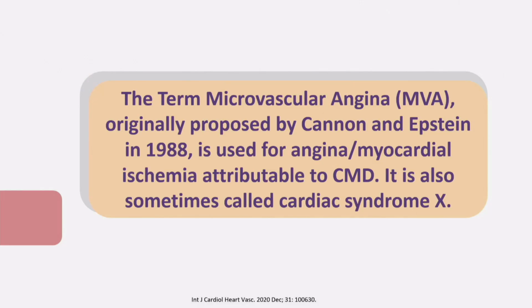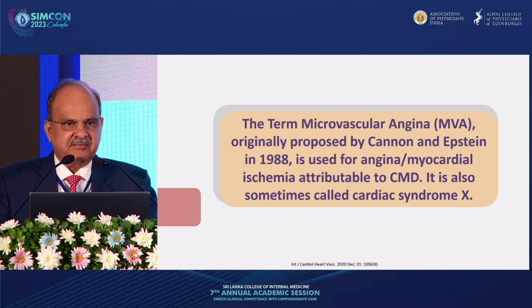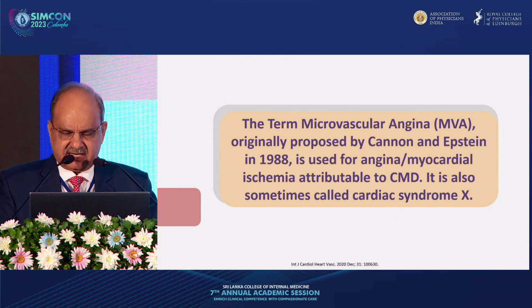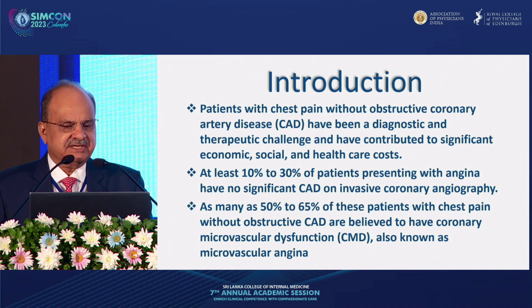We all know about what microvascular angina is. Originally proposed by Cannon and Epstein in 1988, it is used for angina, myocardial ischemia, which is attributable to coronary microvascular dysfunction, and it is also sometimes called cardiac syndrome X. Patients with chest pain without obstructive coronary artery disease have been a diagnostic and a therapeutic challenge and have contributed to significant economic, social, and healthcare costs on the society and on the individual.